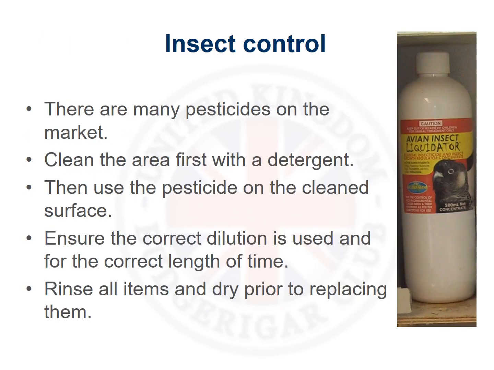So if you're going to go about cleaning this environment, well, there's many pesticides out there, but first you need to clean it with a detergent, get it kitchen clean. Then we're going to use the pesticide on the clean surface. We want to have the correct dilution and the correct length of time, and then obviously rinse and dry all items prior to replacing them back into the shed.